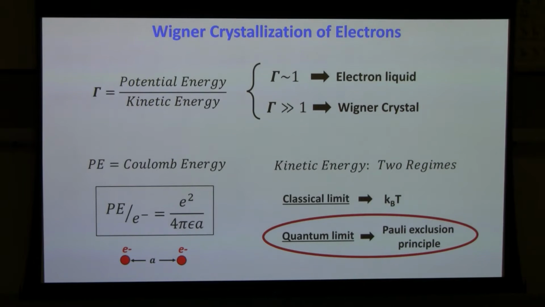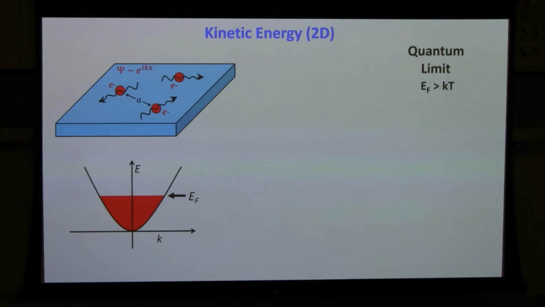So let's consider the quantum limit. Let's consider a two-dimensional system of electrons where the electrons are confined to a two-dimensional plane like this. They just swim around in 2 dimensions. In this case, the electrons are all living in a band. We have the energy versus momentum, and so this red color represents the filled states of the band.